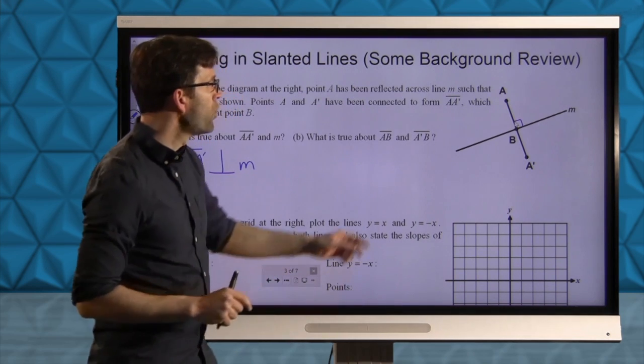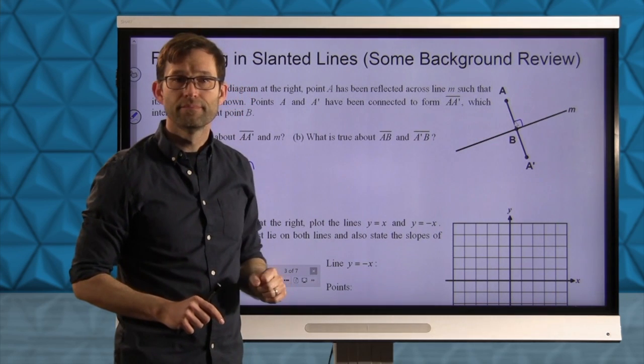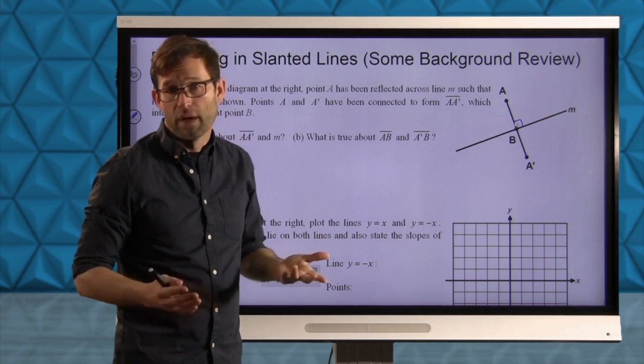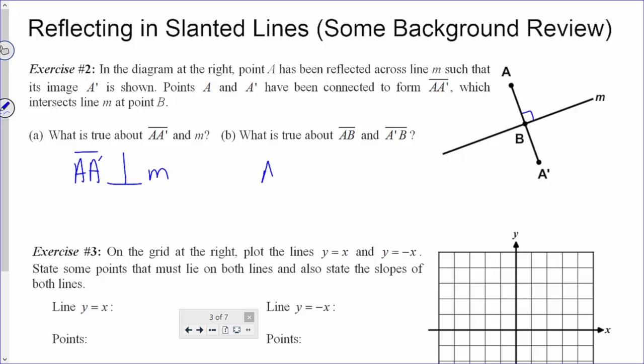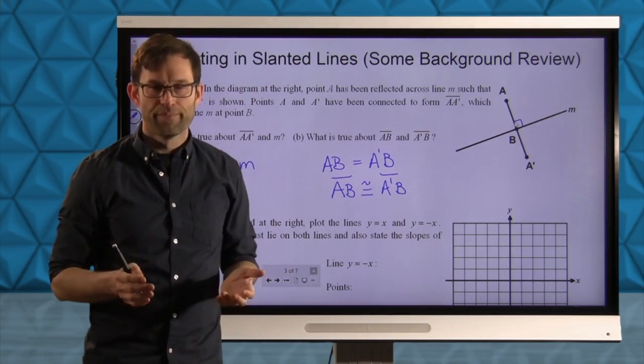The other piece is what's true about AB versus A prime B. Well, they're the same length, right? Which you can either say like this, or if you want to get fancy with the congruent symbol, you can say that AB is congruent to A prime B. Again, the idea is pretty simple, right?